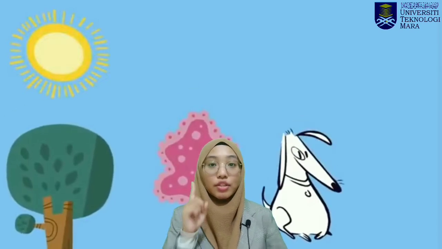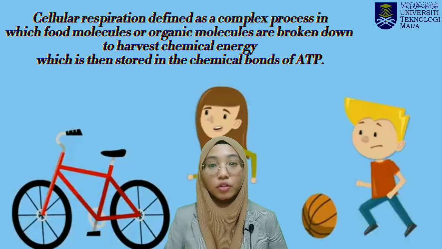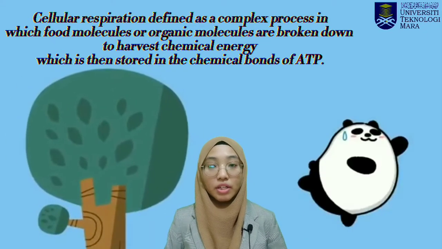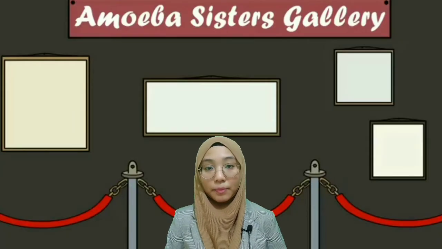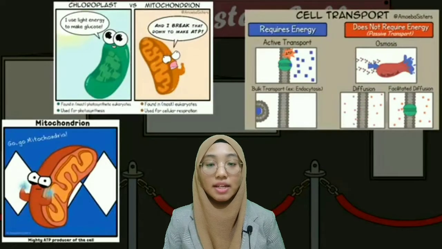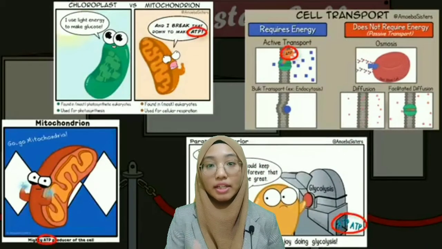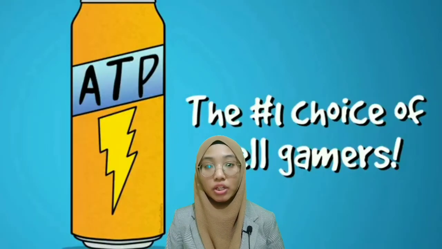Cellular respiration is one of the elegant, majestic, and fascinating metabolic pathways on Earth. Cellular respiration is defined as a complex process in which food molecules or organic molecules are broken down to harvest chemical energy, which is then stored in the chemical bonds of adenosine triphosphate, ATP. ATP is a high-energy molecule that stores and transports energy within cells. ATP is the cell's energy shuttle, which is a nucleotide with unstable phosphate bonds that the cell hydrolyzes for energy.